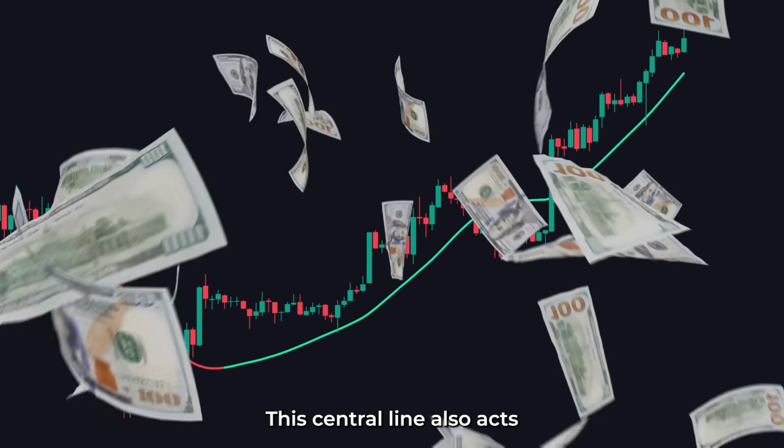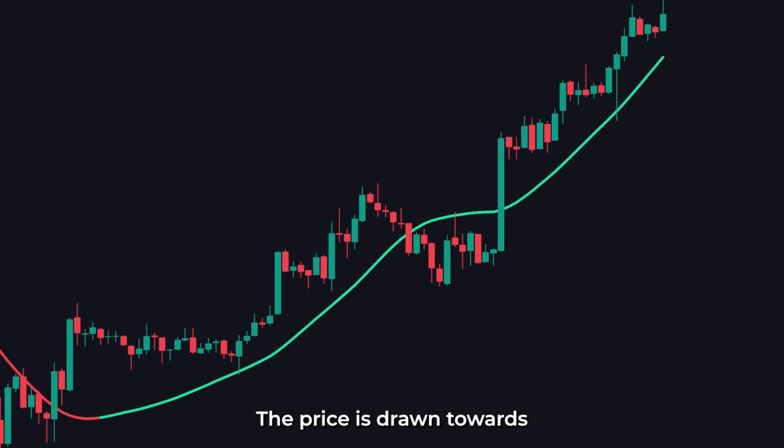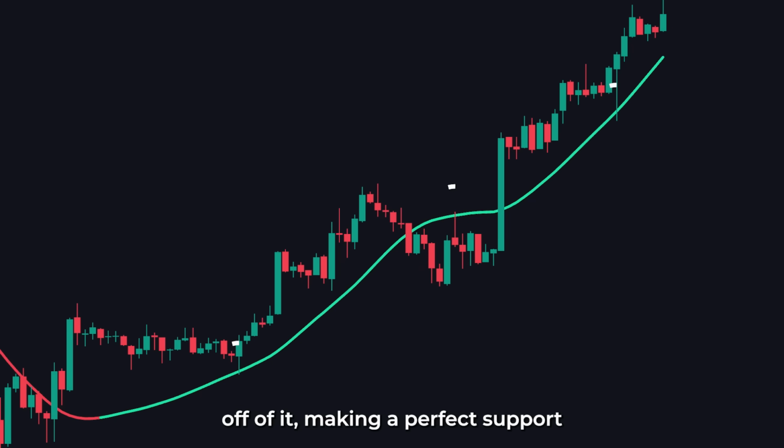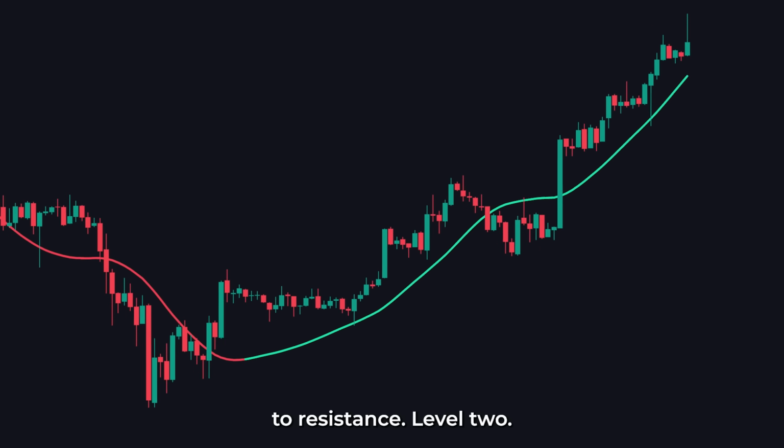This central line also acts as a magnet to the price. We see the price is drawn towards this area of the market, and it frequently comes back and bounces off of it, making a perfect support and resistance level too.